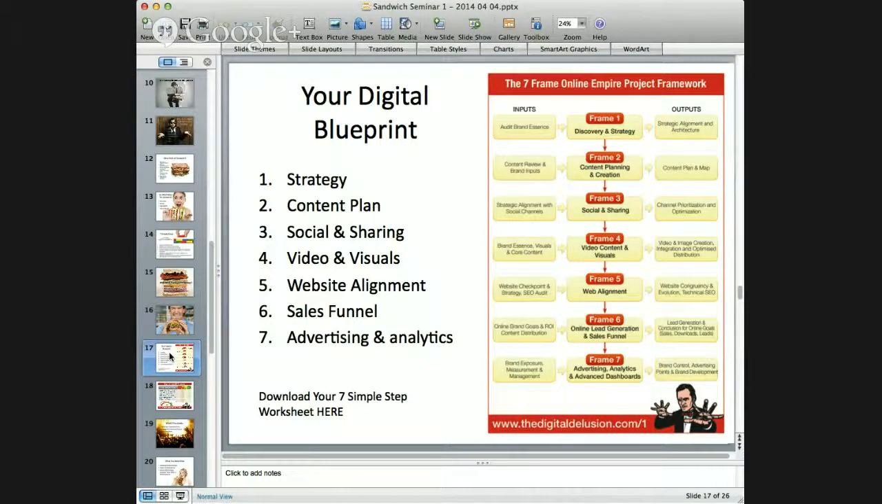Number 5 is website alignment. How does your website fit with everything that you're producing online? How does it fit with your strategy? How does it fit with your content? How does it fit with your social and sharing, your video and visuals? And as we'll get into, your lead generation and sales funnel, as well as advertising, which is the last step.